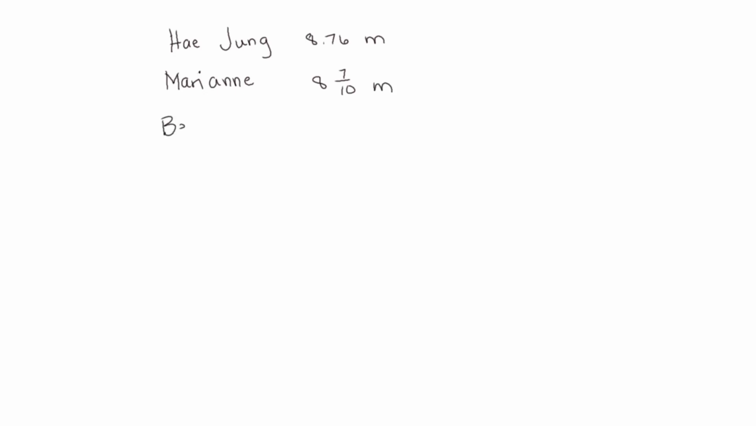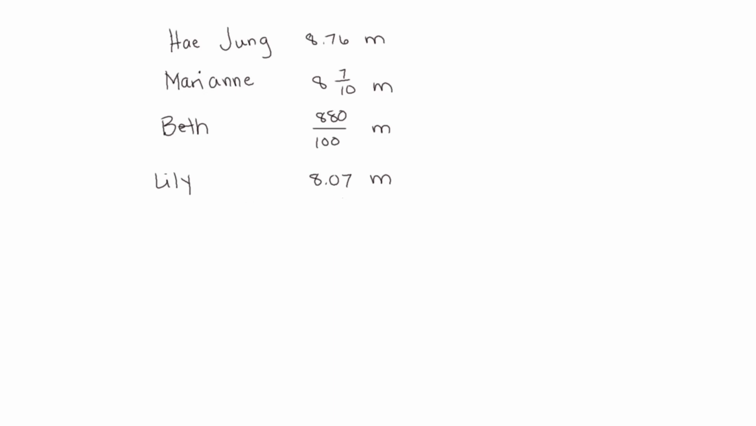Beth jumped 880 hundredths of a meter. And Lily jumped 8 and 7 hundredths of a meter. And the question is, in what place did each student rank?